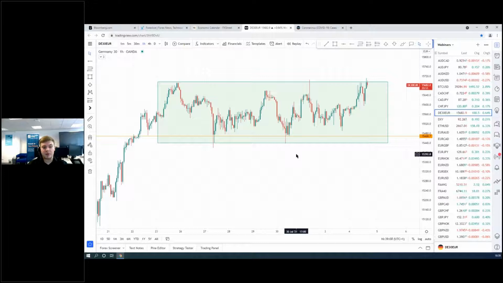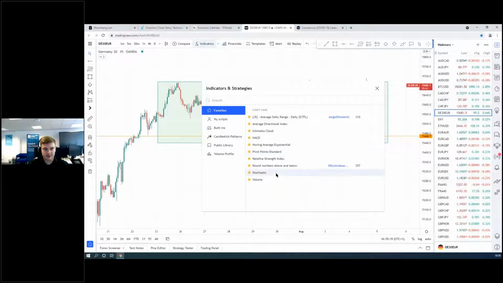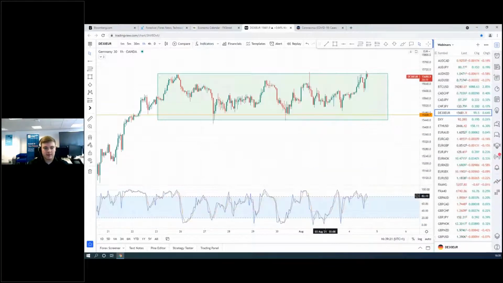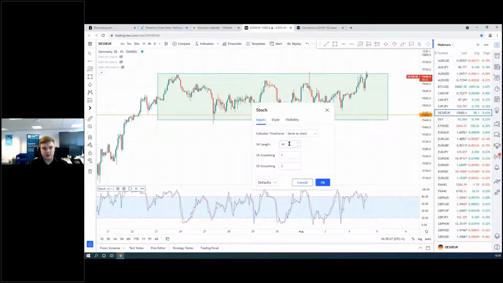In order for us to be able to trade a sideways market, it is possible. You just got to make sure you've got the right tools to be able to trade a sideways market. So for that, we'll go to indicators and we'll get stochastics out. We'll change this around a bit. I have to allow it to be shown. There's a couple of settings you can use.